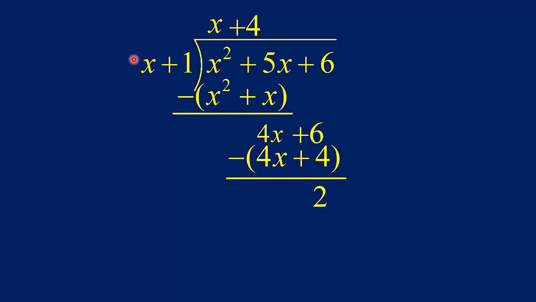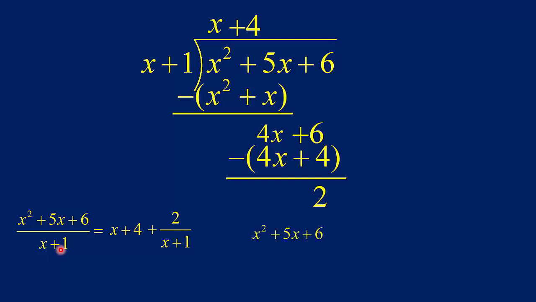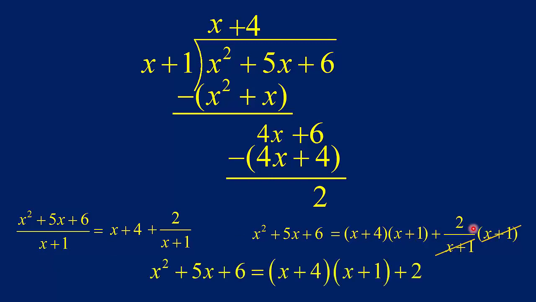So what we found is that x plus 1 is not a factor of x squared plus 5x plus 6. Definitely not. And what we have is this. We have x squared plus 5x plus 6 divided by x plus 1 equals x plus 4 plus 2 over x plus 1. Okay? In other words, this side right here is exactly equal to this side. Now, we could multiply through by x plus 1 and get x plus 4 times x plus 1 plus, you notice these cancel, and we get this. x squared plus 5x plus 6 is equal to this product plus 2.